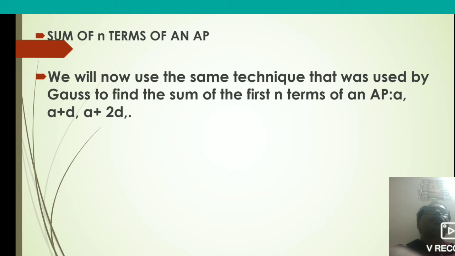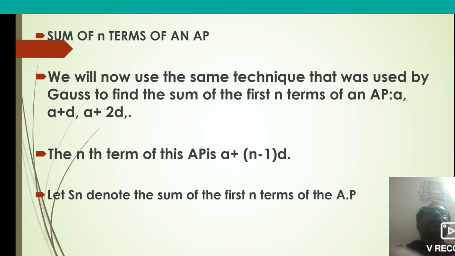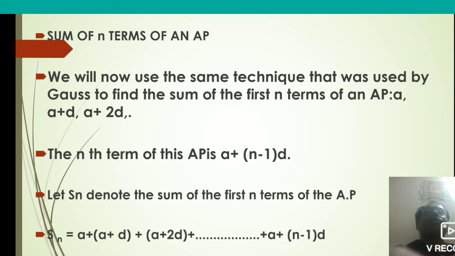So that means here we already saw terms which are in AP. That's why we take the AP terms a, a plus d, a plus 2d. Then automatically the nth term we know. What is the nth term of the AP? The nth term is equal to a plus n minus 1 into d. Now let Sn denote the sum of the first n terms of the AP. Then Sn is equal to a plus (a plus d) plus (a plus 2d), and so on, up to a plus n minus 1 into d.